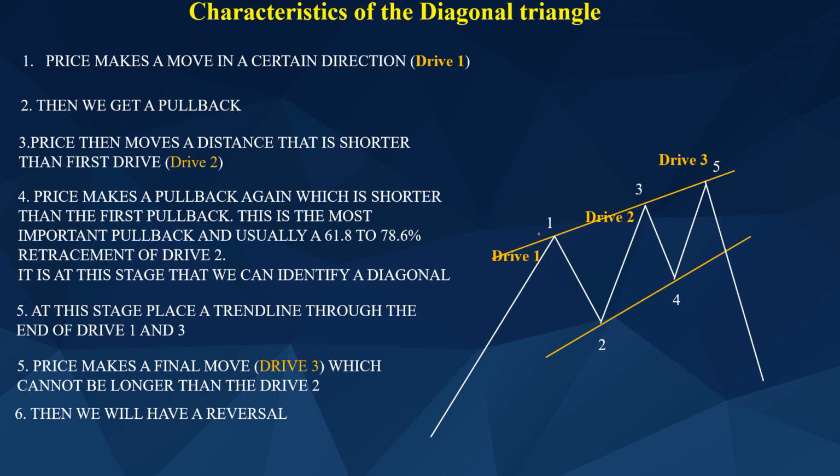Okay, so now we have drive 1, drive 2, and drive 3. And drive 3 is never longer than drive 2, and drive 2 is also no longer than drive 1. And then the rule says that drive 3 can never be the shortest among 1, 2 and 3. So let's go on.